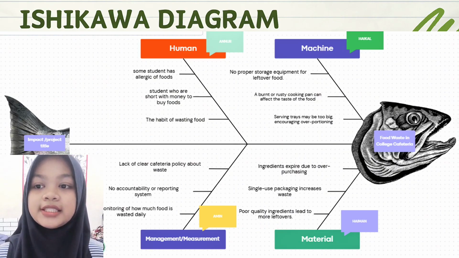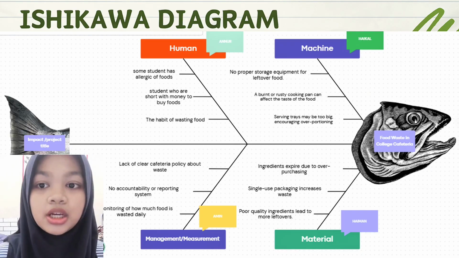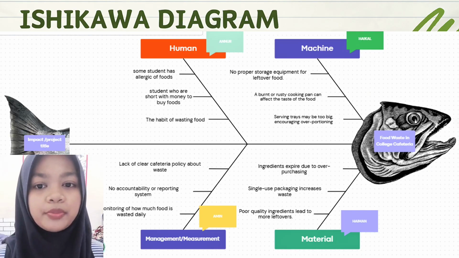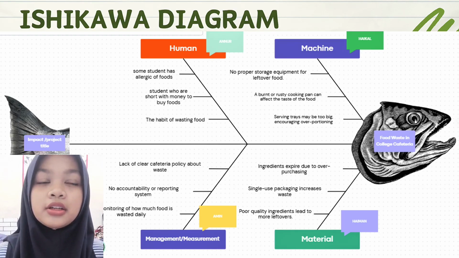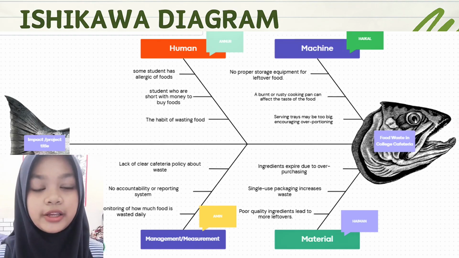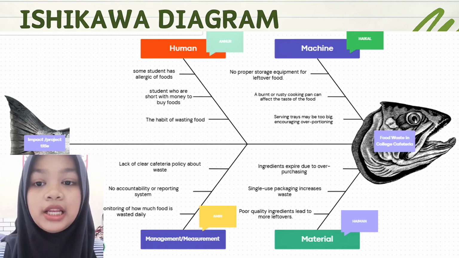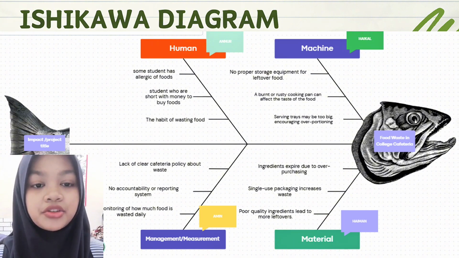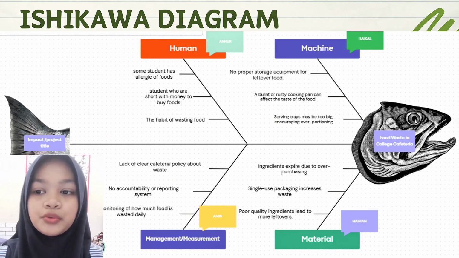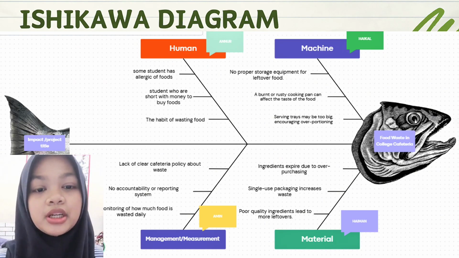And the second one is the machine. For the machine category, we noticed that there's no proper equipment to store the leftover foods, and some of the pans are very rusty, so it will affect the taste of the food. And lastly, it may be the cause of the large trays that make people get over portioning.